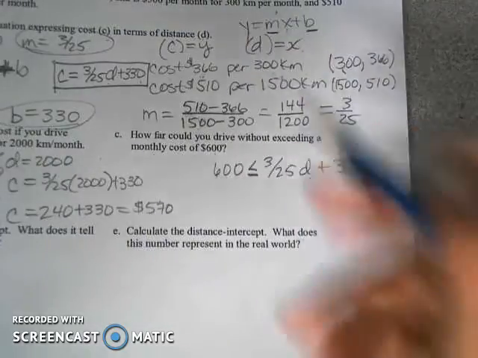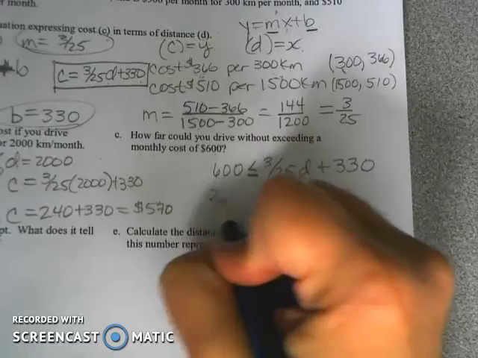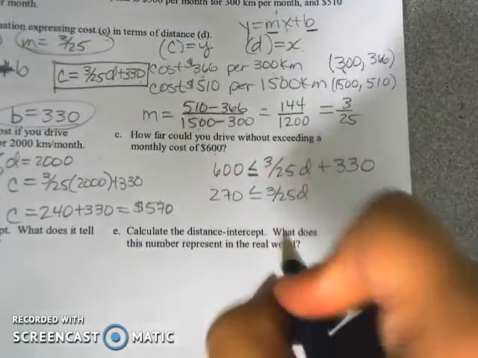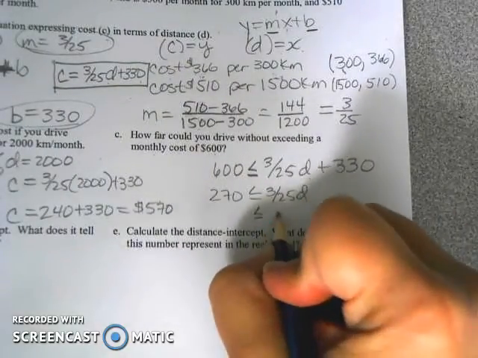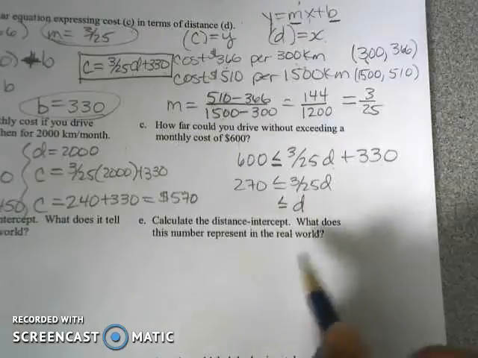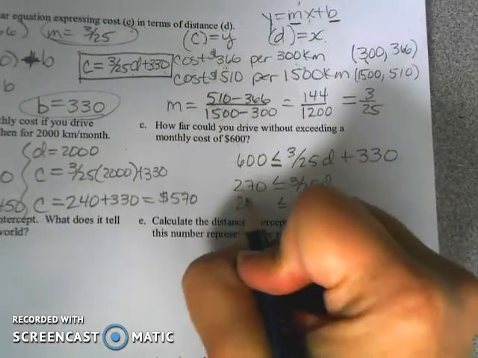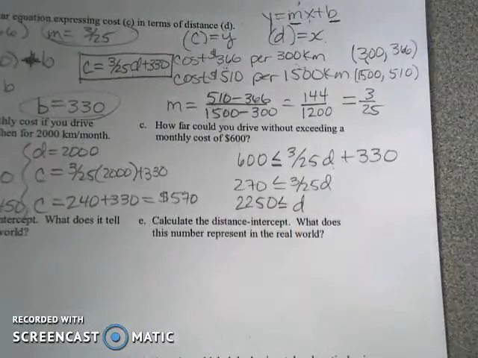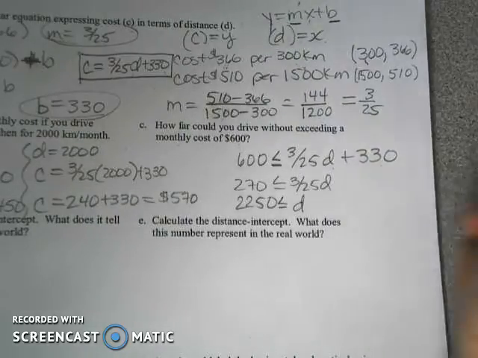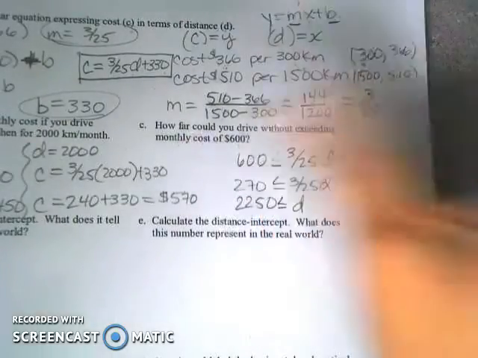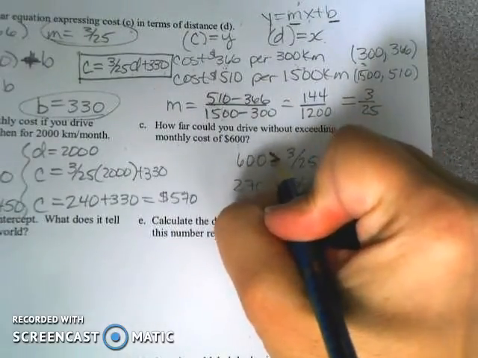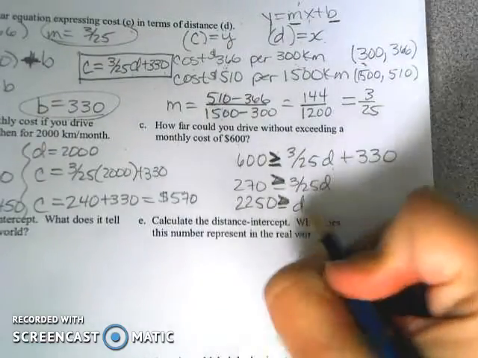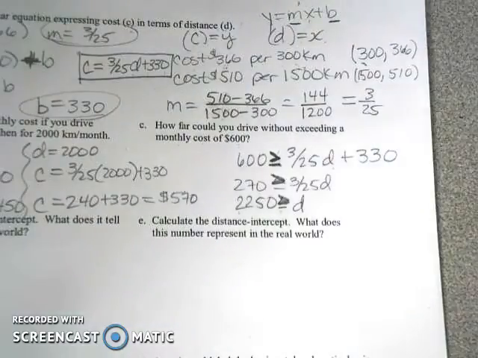So I'm going to subtract the 330, of course, from both sides. Multiply by the reciprocal. And I'll get 2,250. I have a distance. I just realized that I did something very silly here that you are all going to laugh at. It really has to be a maximum. That's the most. 600 is more than or equal to, which means my distance has to be less than or equal to 2,250 kilometers.